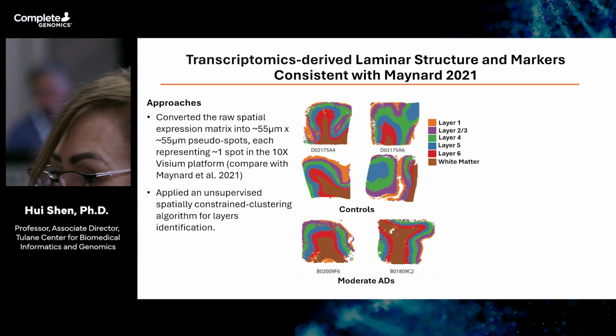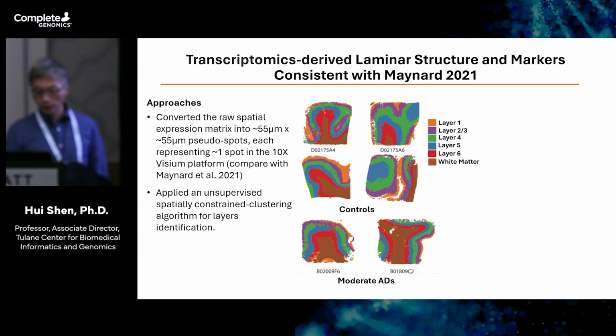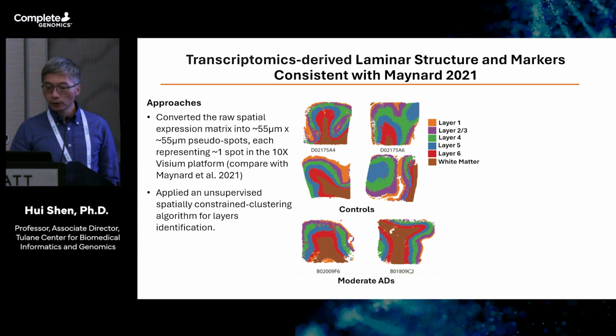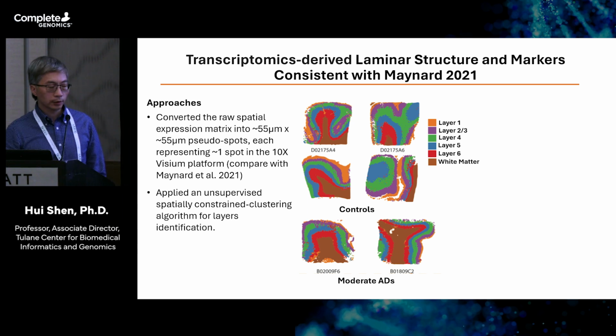So indeed, this is showing some of the results. These are the 4 different controls, and there are 2 moderate AD samples. So indeed, we identified 6 layers as well as the white matter based on the transcriptomics profile. And layer 2 and layer 3 are pretty similar, so we actually grouped them into one layer here.